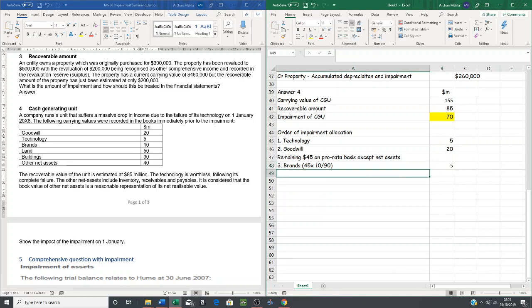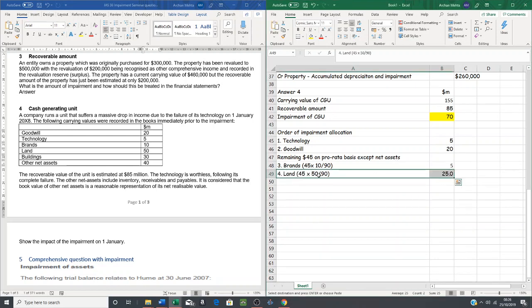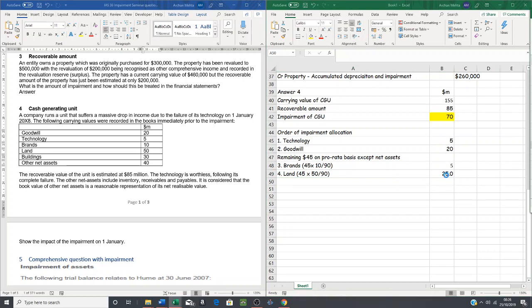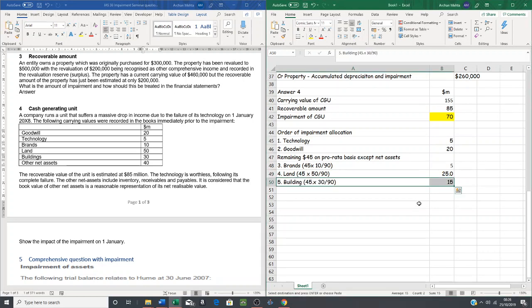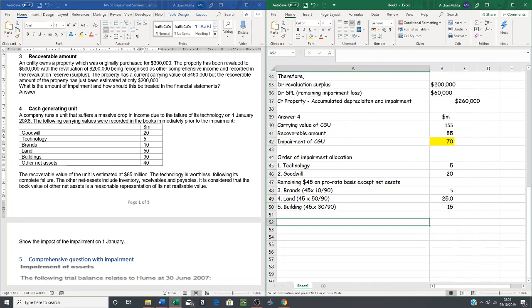I will do the same for land. Value of land as per the books 50, overall 90. 45, so 25 given to land, and building the same, 15. So we know the order now. Now let's allocate the loss. Let's do some calculations here.